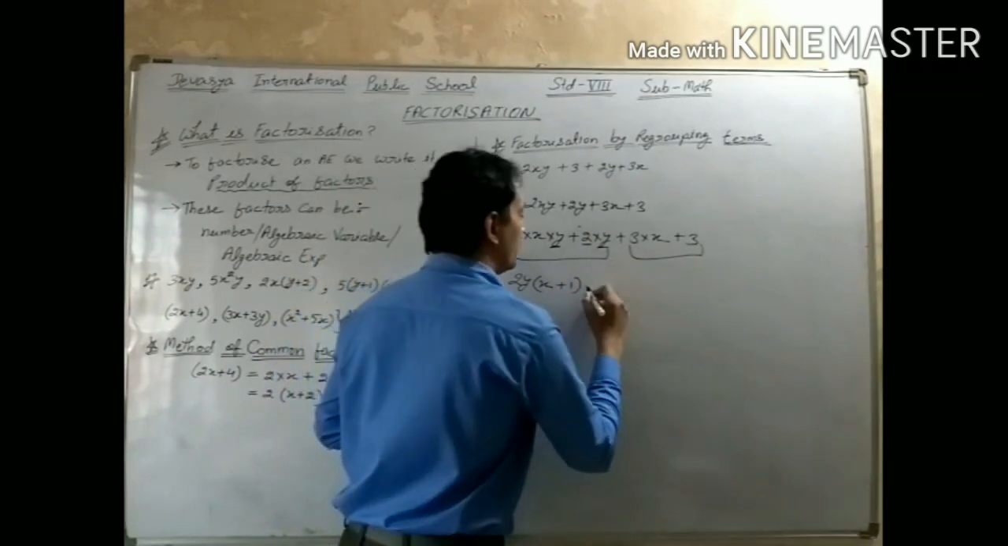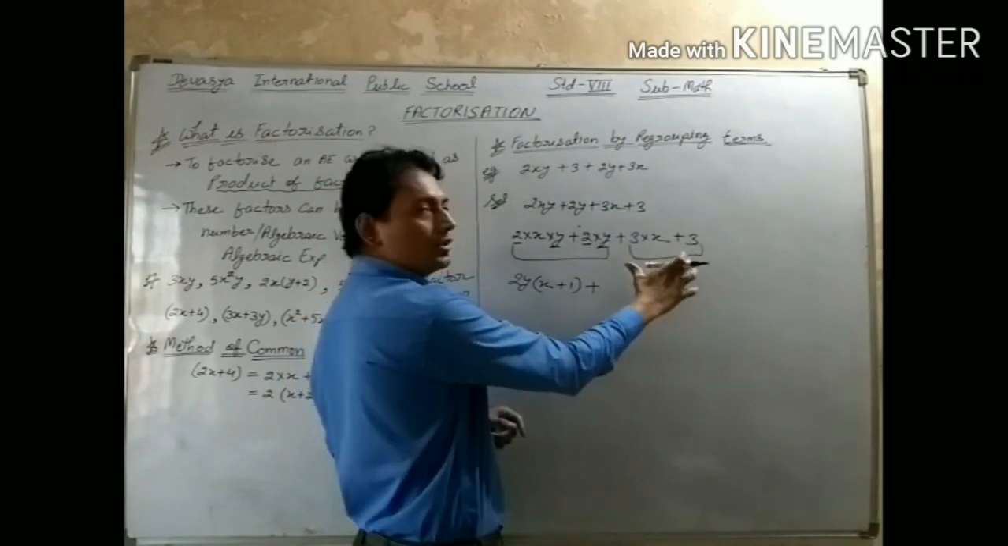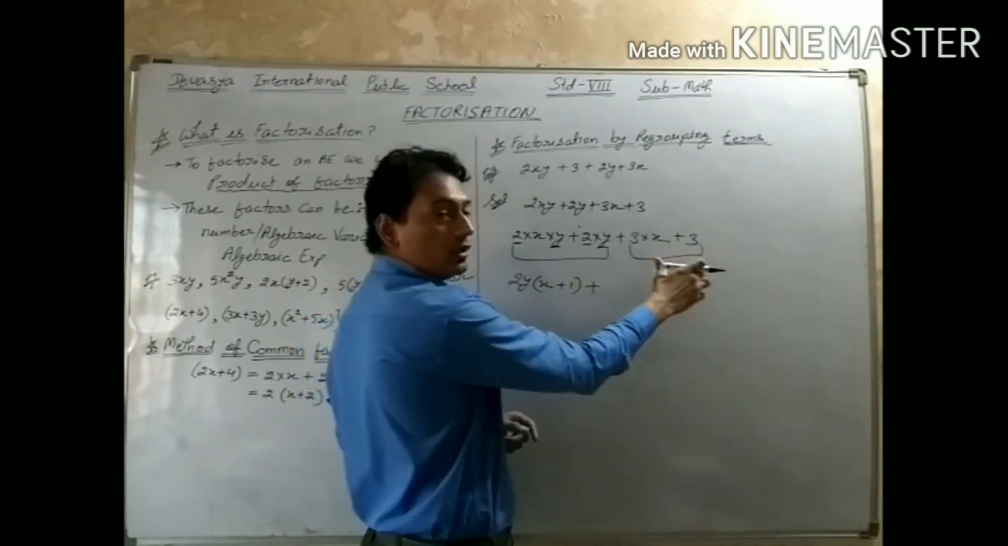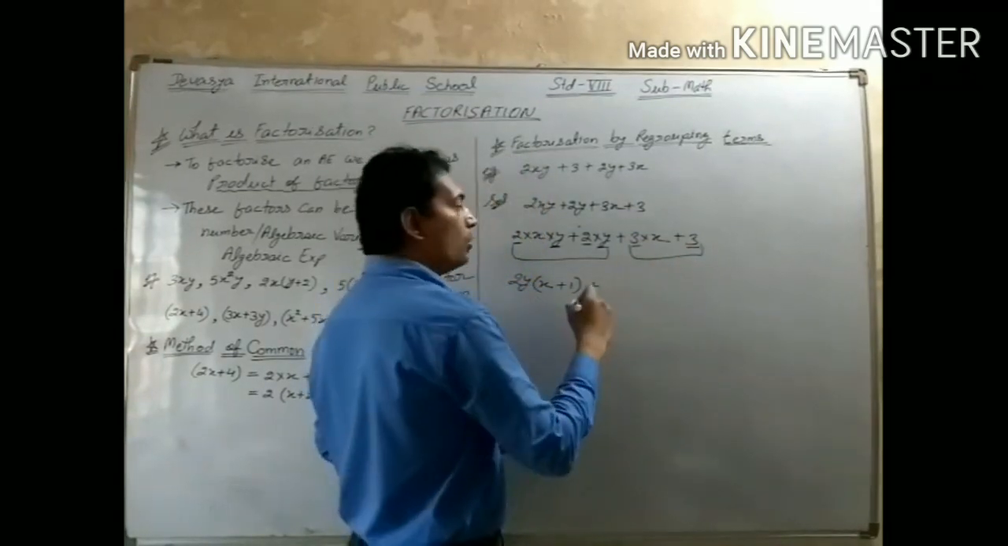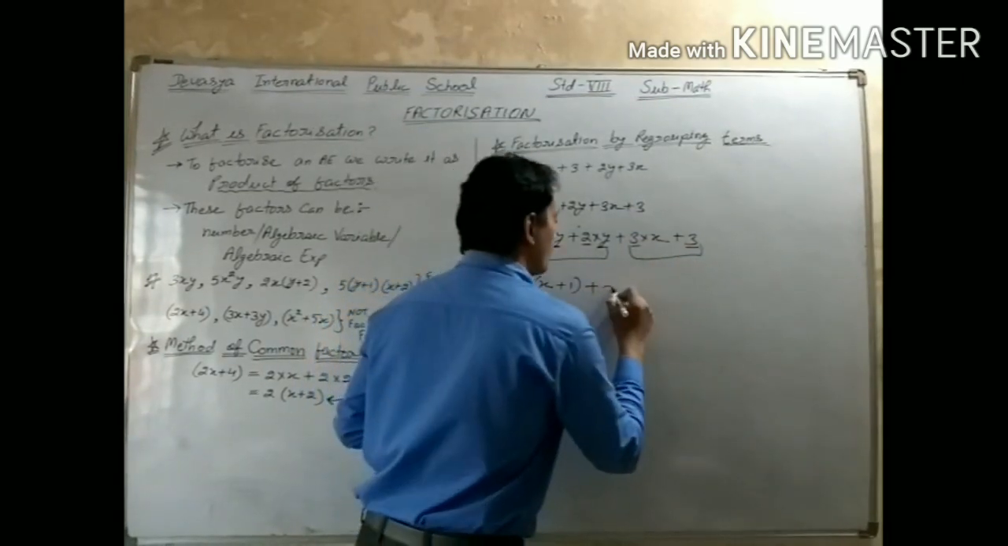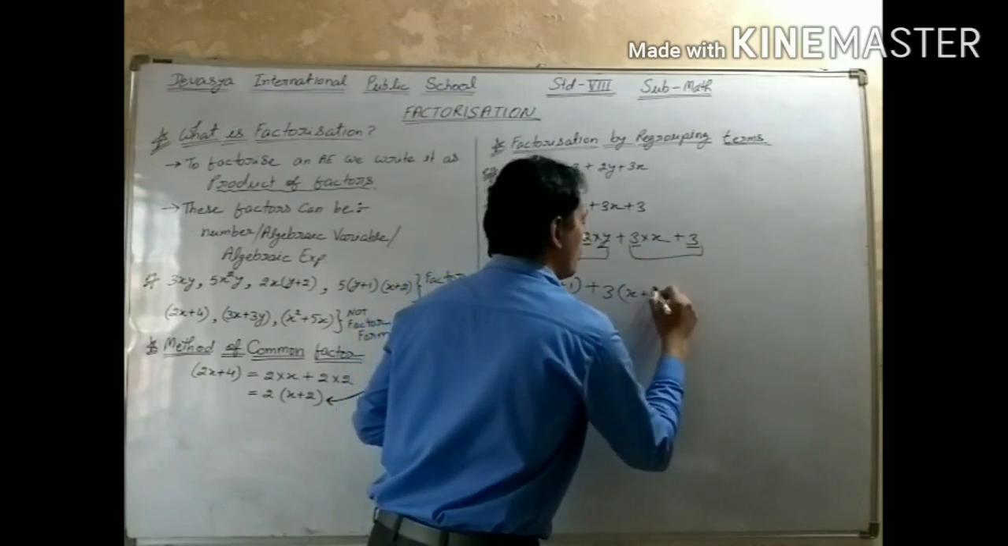Okay, we will proceed further. Again plus. Now see, these are two terms. What is the number which is common to both the terms? That is 3 here and again here. So we take this out. That means we take it as common and put the rest of the thing in the bracket. That is x plus 1.